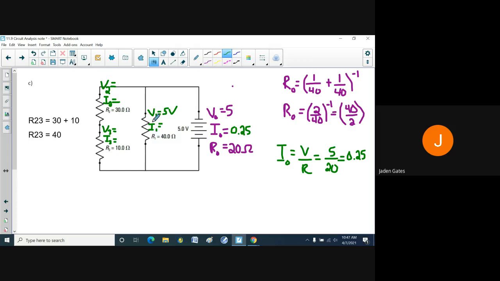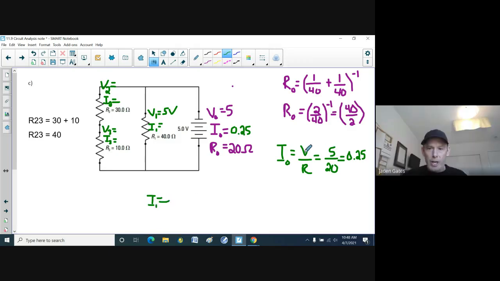Now here again, I've got the V and the R, so I can find I1. Again, I1 is equal to V over R, so I've got my 5 volts divided by my resistance of 40. If I take 5 and divide it by 40, I get 0.125 amps. All right, so I'll put 0.125 in here.